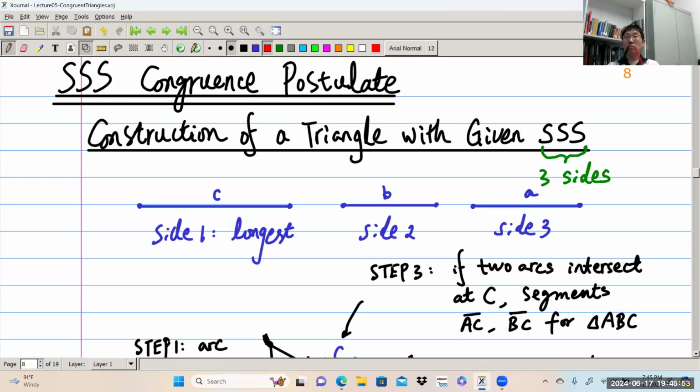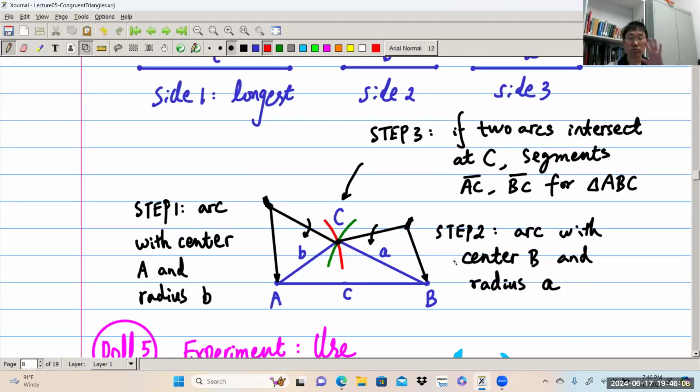So with the 3 sticks, if you can enclose a triangle, that triangle is fixed, is unique, with the same shape and same size. We can think of it this way. Suppose I give the 3 lengths A, B, C. You draw a segment AB such that its length is C. Then you can use a compass and use the length B as the radius to draw an arc. In this case, I use B as the radius and draw this red arc.